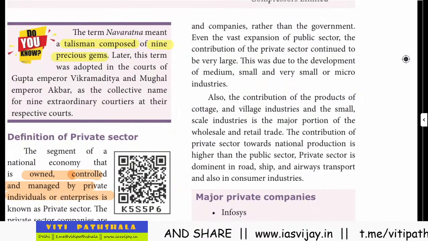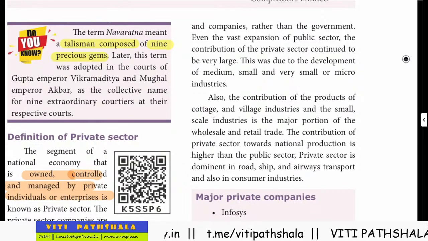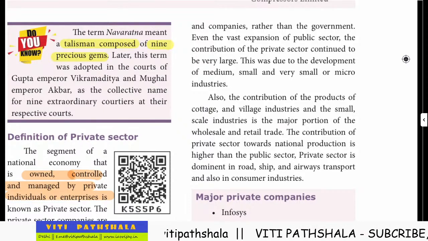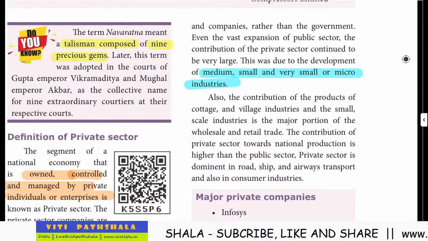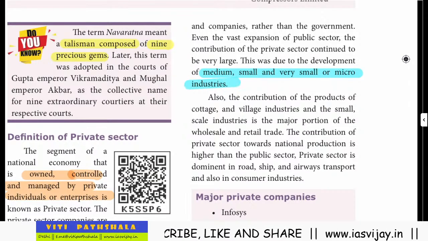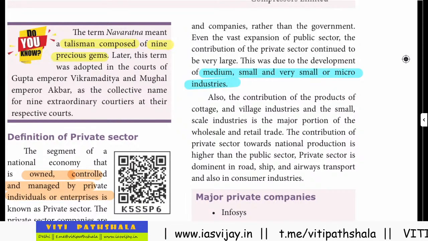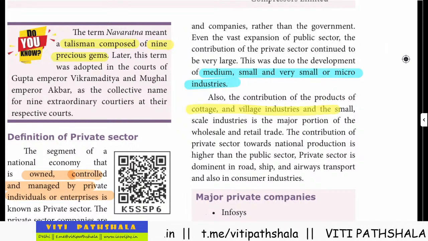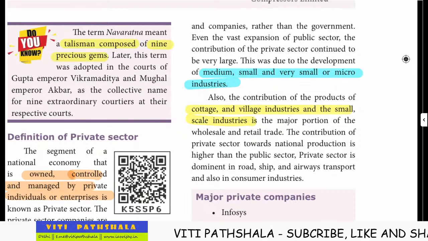Even with the vast expansion of the public sector, the contribution of the private sector continued to be large. This was due to the development of medium, small and very small or micro industries. Also, the products of the cottage and village industries and small scale industries are a major portion of the wholesale and retail trade.